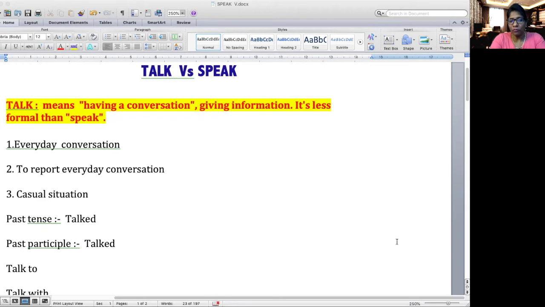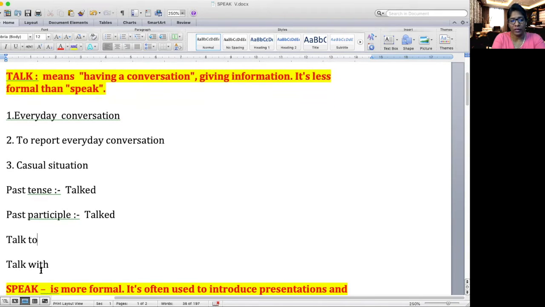The past tense of talk is talked, right? And the past participle is the same, talked. I think you all know how to use the past participle. The past participle is used with the helping verbs have, has, and had. Along with this, we also have this confusion: how to use talk to and talk with. I believe most of you are using this talk to and talk with.